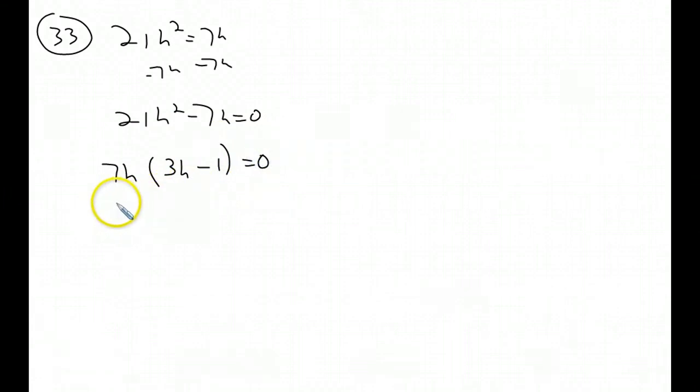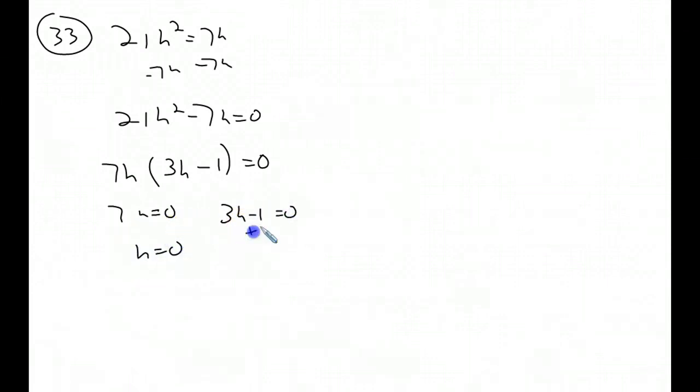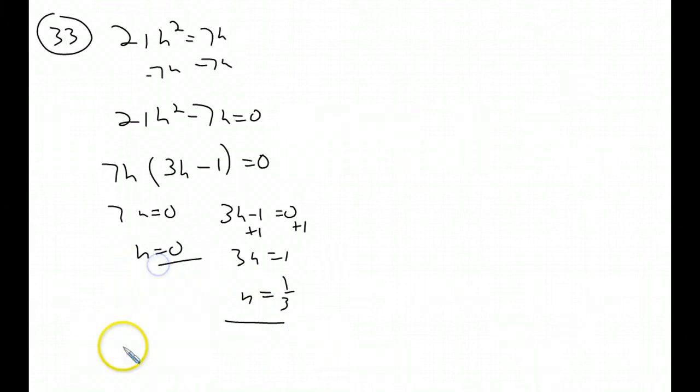Something times something equals 0, so take both of them and set them to 0. So h will be 0, add 1, 3h equals 1, so h will be 1/3. So you have 0 and you have 1/3.